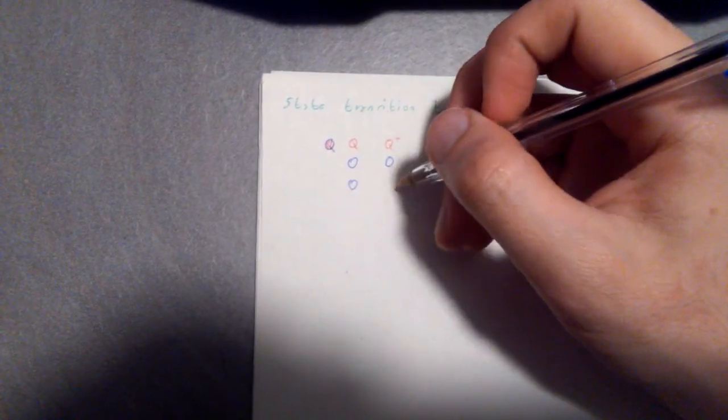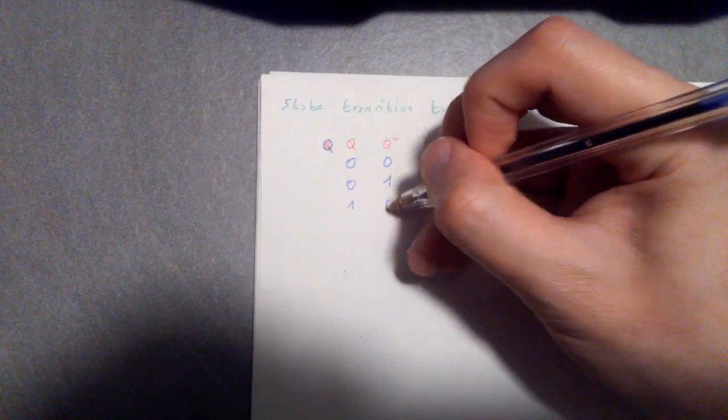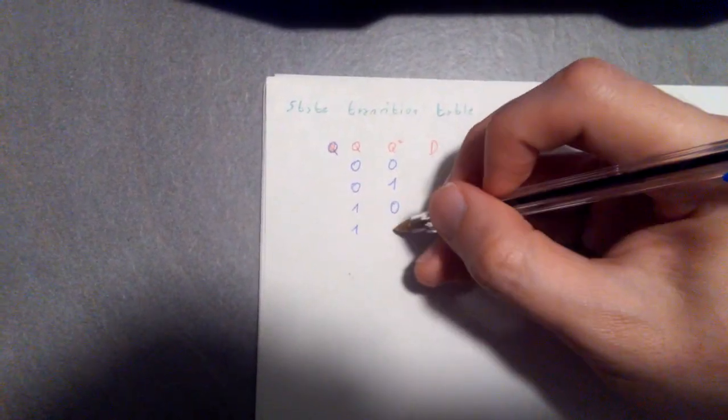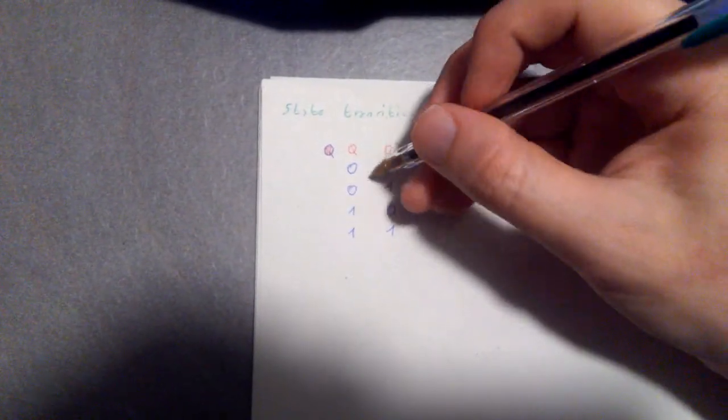So let's suppose I have 0, I want to stay in 0. I'm in 0 and I want to go to 1. I am in state 1 and I want to go to 0. And I'm in 1 and I want to stay at 1. So what do I do? How do I set D?